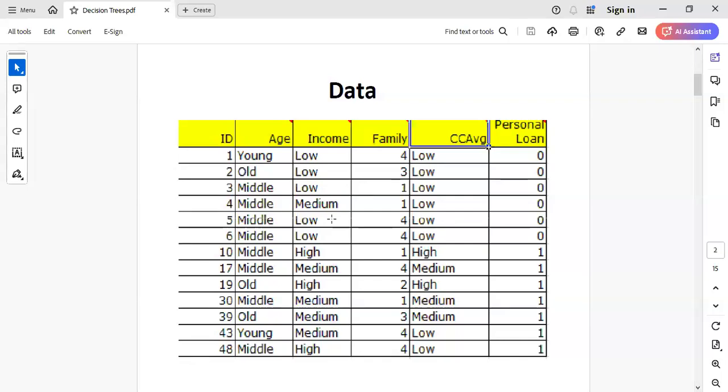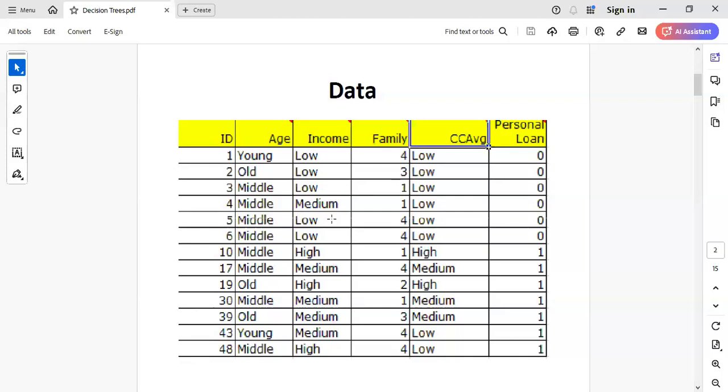Coming to the segregation of the columns, right from ID to CC average, that is ID, age, income, family, CC average, they are the independent attributes. And personal loan is the dependent attribute. So we have 5 independent attributes and 1 dependent attribute. This is how the data is spread.